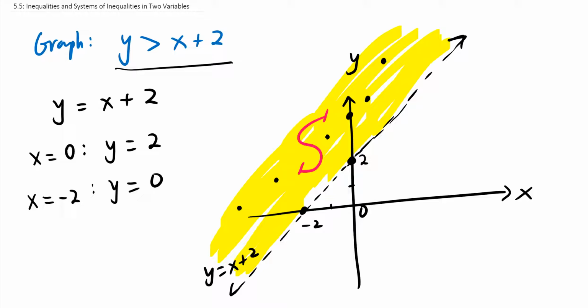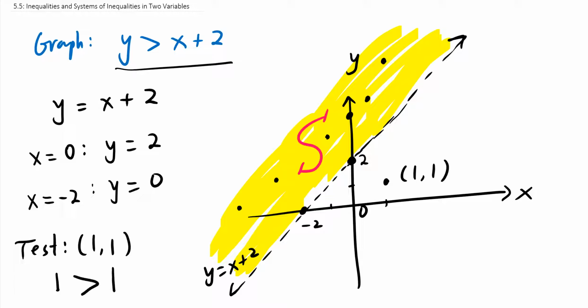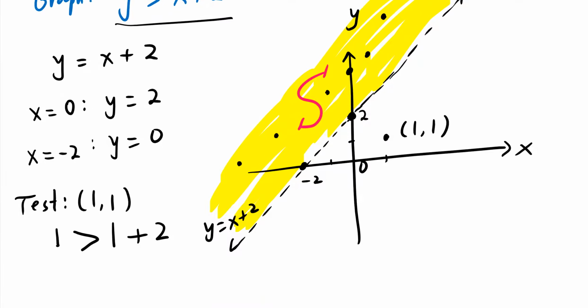Any point you pick below the line, somewhere here, let's say I pick (1, 1), notice how this makes the inequality false. If I test the point (1, 1), that makes it 1 bigger than 1 plus 2. So we get 1 bigger than 3. Do you see how it's false? So the region below this line is the false region. The one above it is the true region, or the solution region.